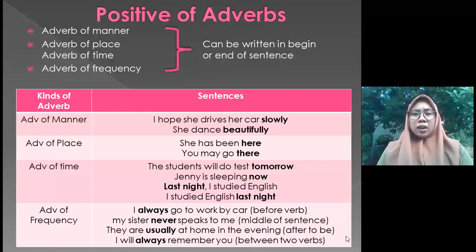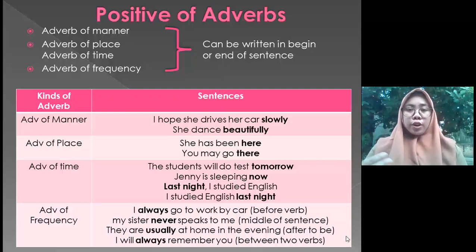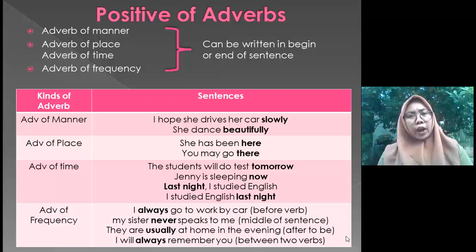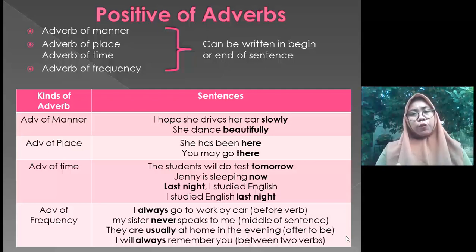We can know and we can understand about the adverbs. When you are in the first semester, we have discussed together about adverb in part of speech. So here we just review again about the kinds of adverb. Actually, there are more than four, but here I'll try to make it into four. The first one is adverb of manner, adverb of place, adverb of time, and the last is adverb of frequency.